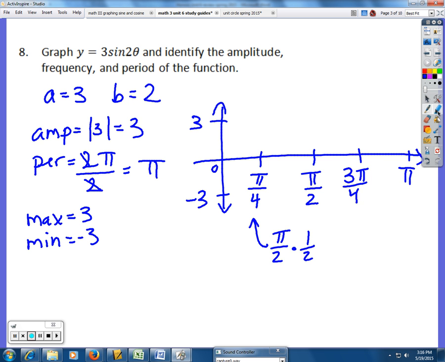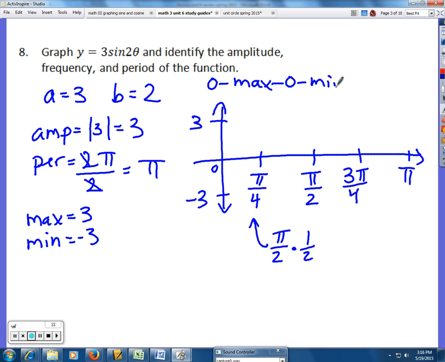And then to graph this, I'm using the sine, so that is 0, max, because this is a positive function, 0, min, 0. So I'm going to put my points starting with the angle 0, so that's 0. Angle pi over 4 would be max. Then we got our 0. The next angle is min, and then 0. So 0, max, 0, min, 0. And there's your sine curve in Seahawks colors.